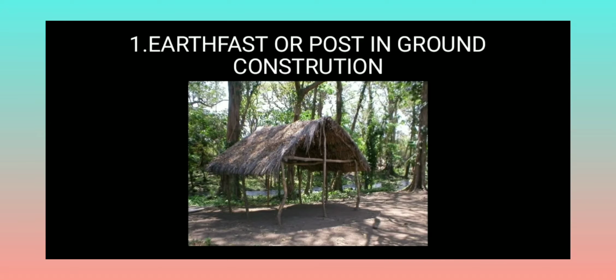We all know that historic foundation is different from modern foundation. Historic foundation has four types: earth fast or post in ground construction, pad stone, stone foundation, and rubble trench foundation. The first is earth fast or post in ground construction. Everyone knows that buildings and structures were at first built with wood in contact with the ground. In this type of construction, technically there is no foundation.